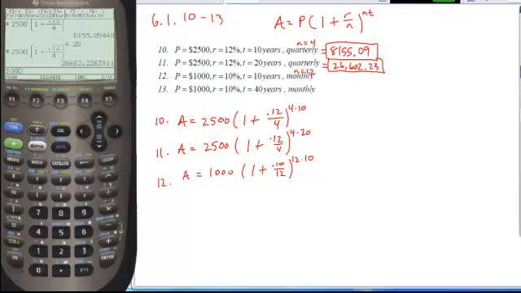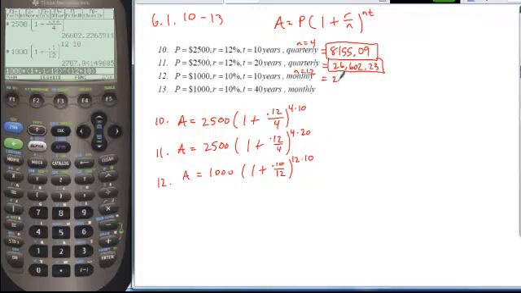1,000 times the quantity 1 plus 0.1 divided by 12, all to the power of, again I have multiple factors in my power, 12 times 10. Close it off and hit enter, and I get my solution, $2,707.04.